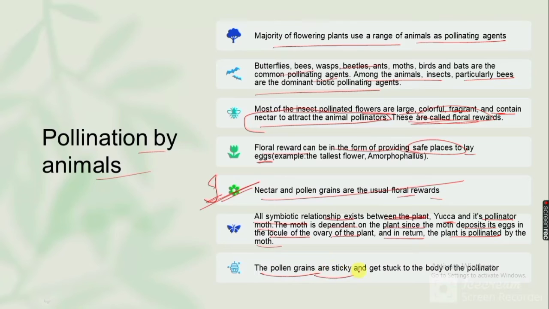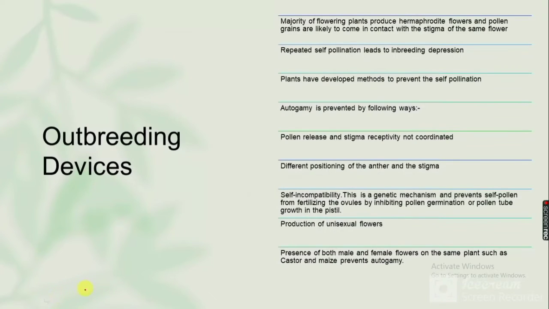The pollen grains are sticky and get stuck to the body of the pollinator. Because of their stickiness, they get attached to the feet of the pollinator. The majority of flowering plants produce hermaphrodite flowers, and pollen grains are likely to come in contact with the stigma of the same flower. Repeated self-pollination, if it occurs several times, leads to inbreeding depression, and the plants have developed ways to prevent such self-pollination.